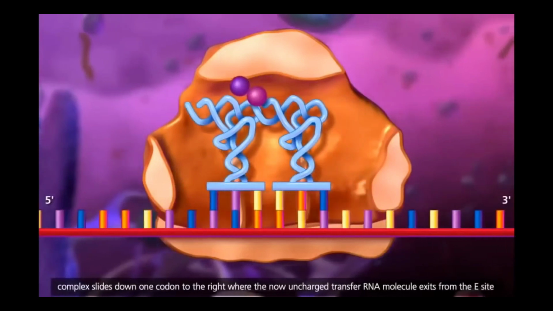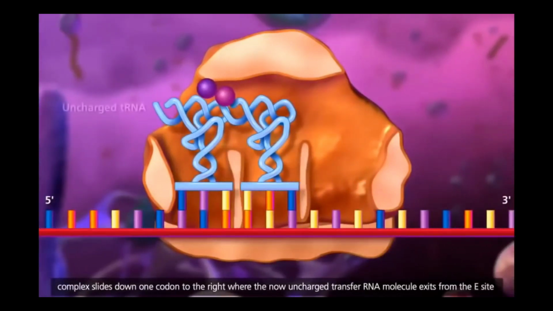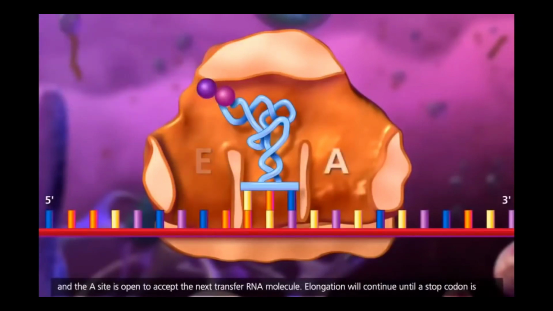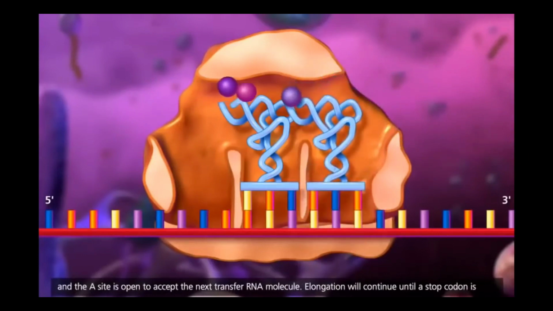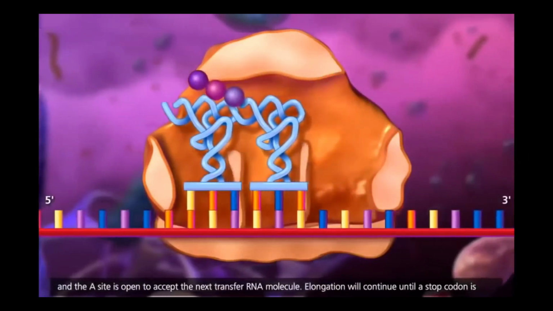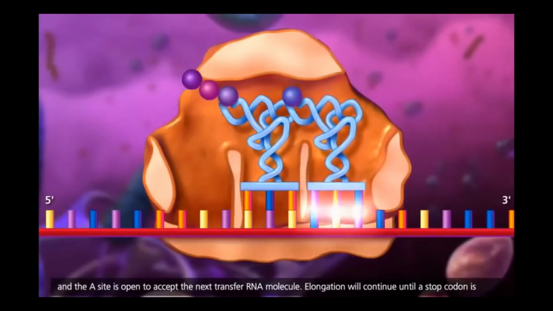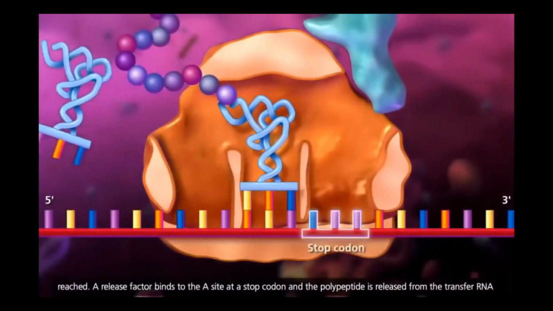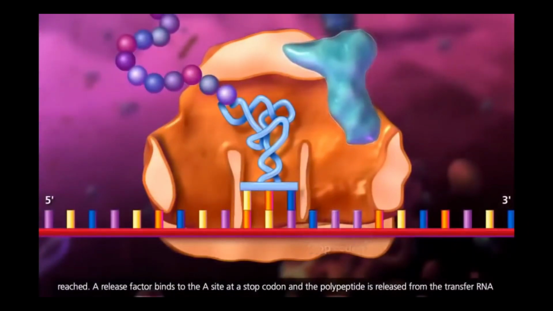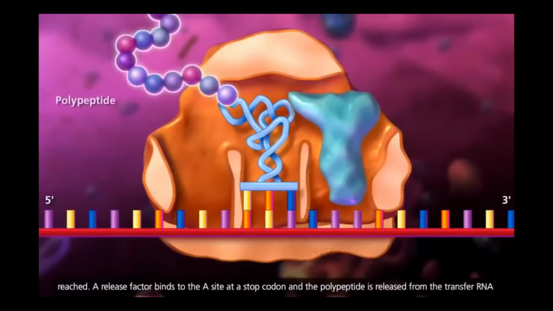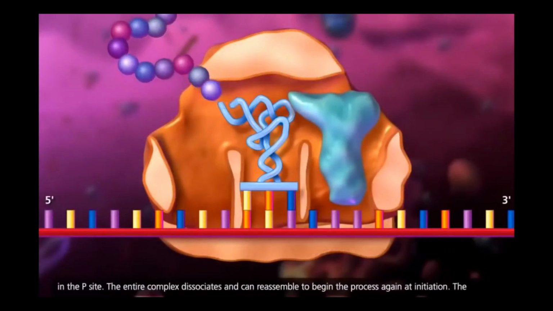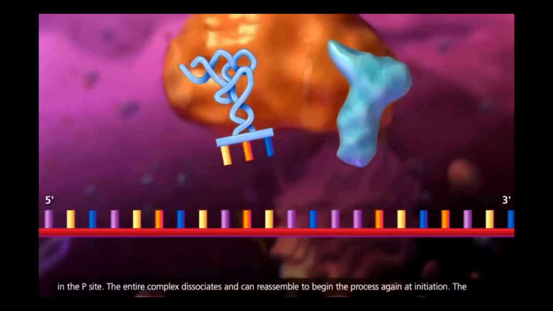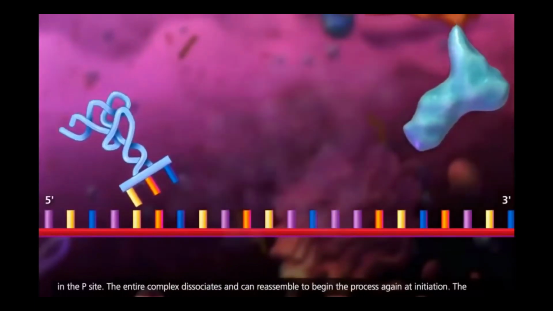The complex slides down one codon to the right where the now uncharged transfer RNA molecule exits from the E site and the A site is open to accept the next transfer RNA molecule. Elongation will continue until a stop codon is reached. A release factor binds to the A site at a stop codon and the polypeptide is released from the transfer RNA at the P site and the entire complex dissociates and can reassemble to begin the process again at initiation.